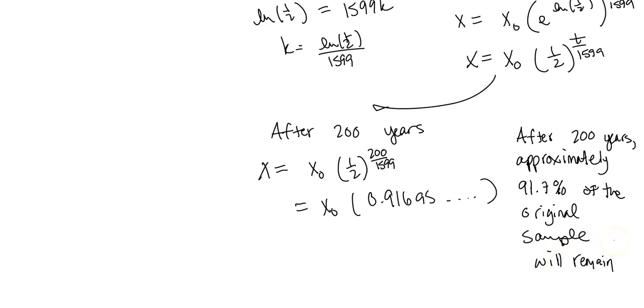And for this problem, we weren't given an original amount, so it's just asking for a percentage, so that's what we're looking for. And you can see that that's 0.917 times the original amount, x sub 0.